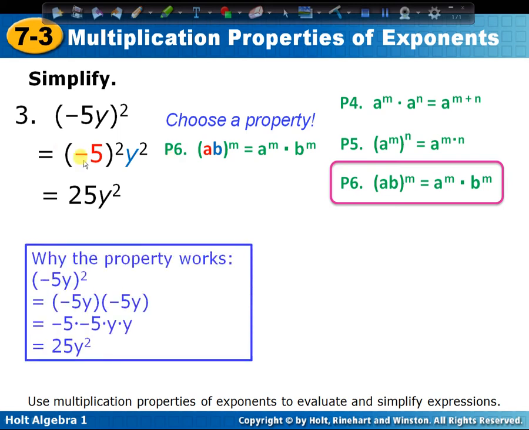So negative 5 squared would be negative 5 times negative 5, which is a positive 25, and then y squared is just that, y squared. Okay, so again, it's going to show down here why the property works. You do not have to write down the y. It just says negative 5y to the 2nd power is negative 5y times negative 5y. So we can say negative 5 times negative 5 and y times y, which is 25y squared. Take a minute, make sure you have the work written down before you move on.